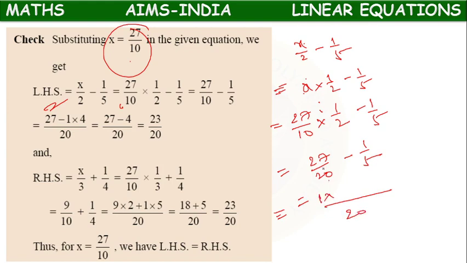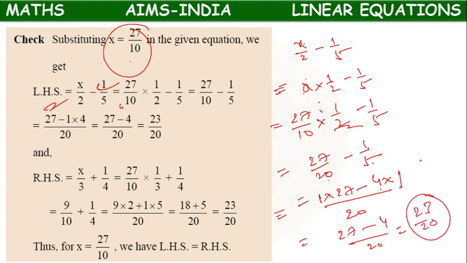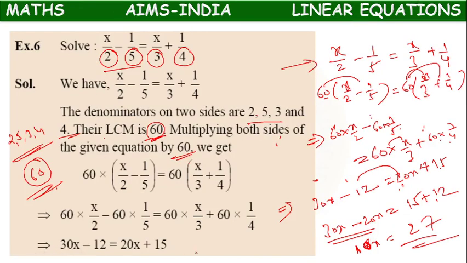20 divided by 20 is 1, so 1 into 27 in the numerator. 5 times 4 is 20, so 4 into numerator 1. So 27 minus 4 into 1, that is 4 by 20, which equals 23 by 20. This is the value of the LHS: 23 by 20.